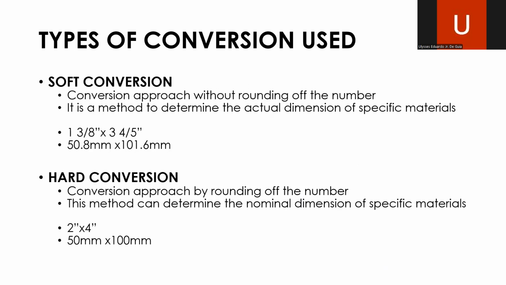Aside from the kinds of unit of measurement we discussed earlier, we also have two kinds of conversion: the soft conversion and the hard conversion. The soft conversion is an approach without rounding off the number. It is used as a method to determine the actual dimension of materials, whereas the hard conversion is an approach by rounding off the number, basically making it more simple. This method can determine the nominal dimension of a specific material.